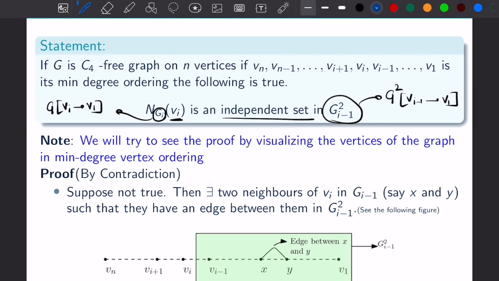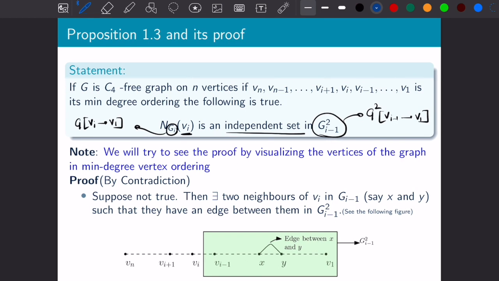Now let's look at the proof of proposition 1.3. So we'll prove it by contradiction. Suppose that the above statement is not true. Then for some Vi, there exist two neighbors of Vi, let's say x and y, such that they have an edge between them in the square graph Gi square minus 1. So basically, Vi will have two neighbors x and y such that they have an edge between them, which is like this one. And this is the contradiction.